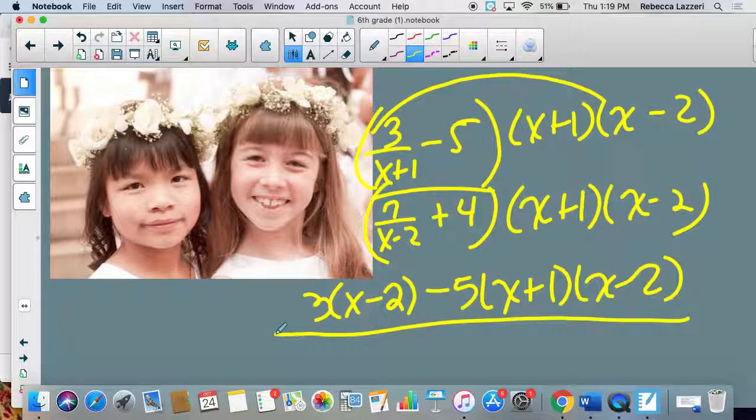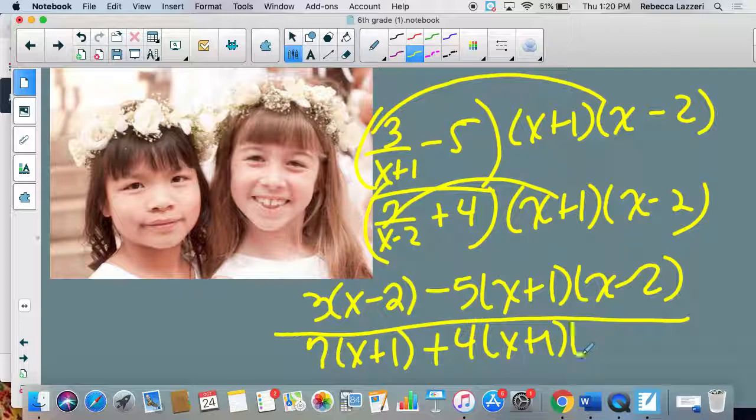Yes, exactly. And that gives me a 7 times what? x plus 1 plus 4 times x plus 1 times x minus 2. That was what I was about to ask y'all. I cannot cancel those, okay? Because this is still in the works. That's really not an x plus 1 and an x minus 2.